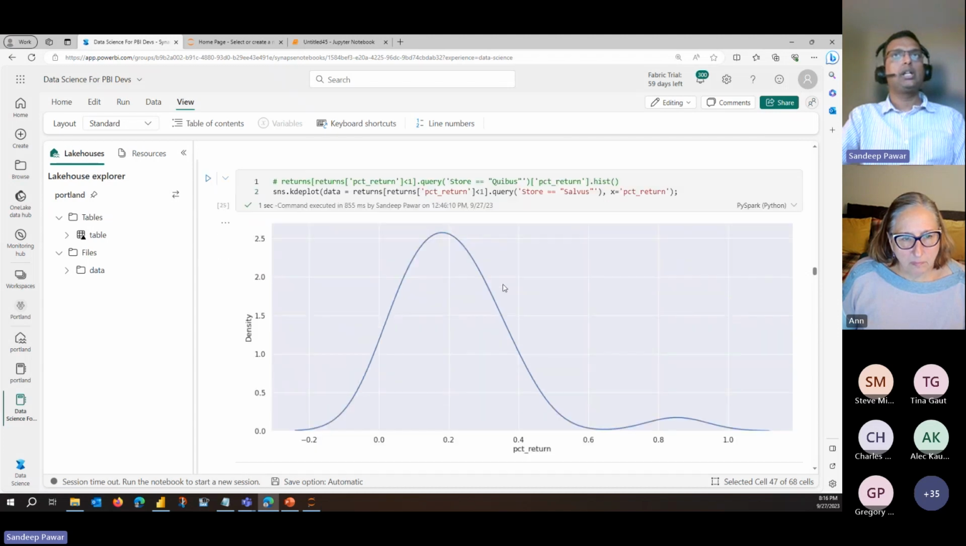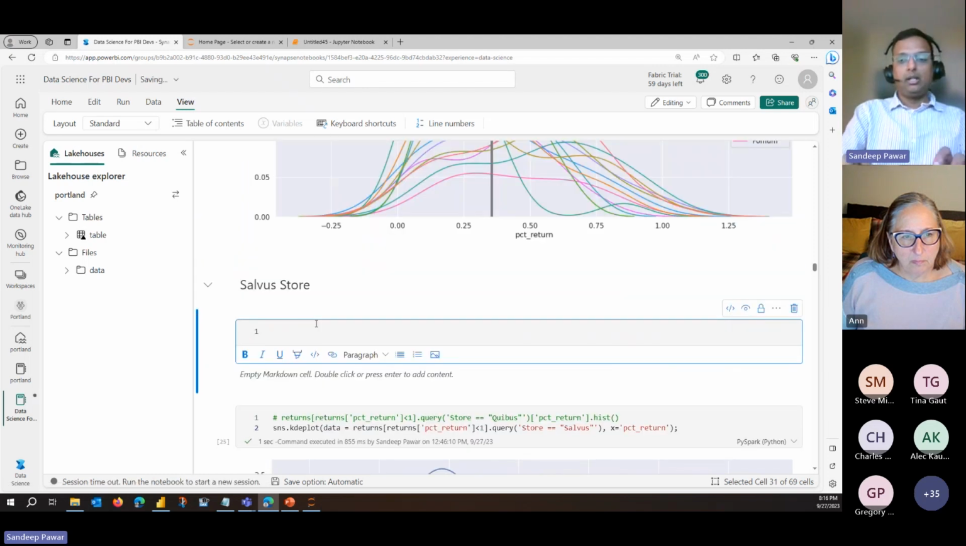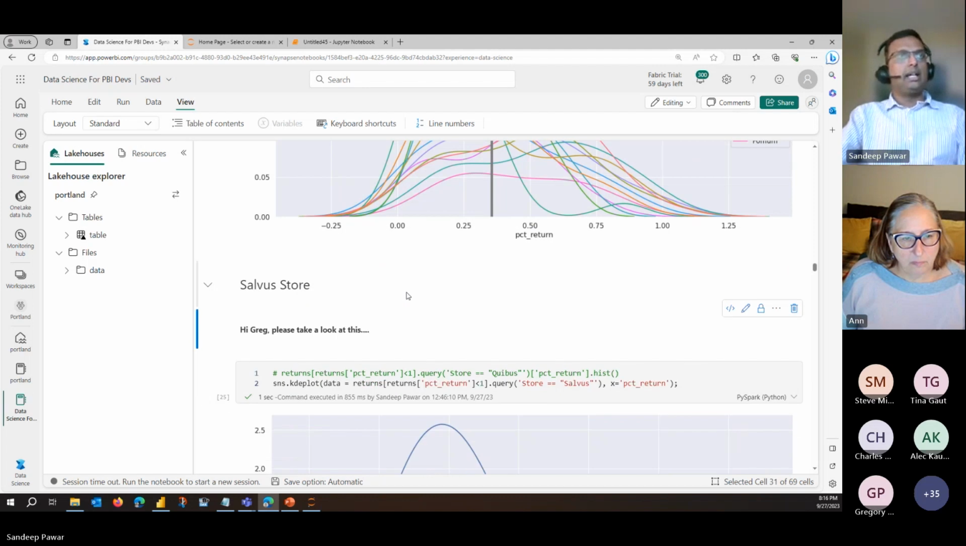So I can go here and add a markdown cell to say, hi Greg, please take a look at this, this is interesting, right? And then I can add my comments here. I can drag and drop images here. I can drop links here.